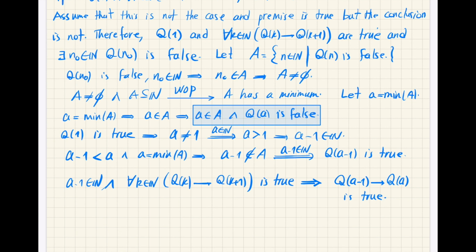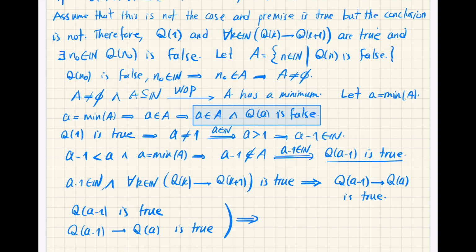Okay? Now what I have, I know that Q of a minus 1 is true here. And I know that Q of a minus 1 then Q of a is true. So from these two, what can I conclude? I can conclude that Q of a is true. Yes, because if Q of a is not true, because the premise is true, the whole statement should be false, which contradicts that this is true. So it means that Q of a is true. And then again you see the same contradiction here.